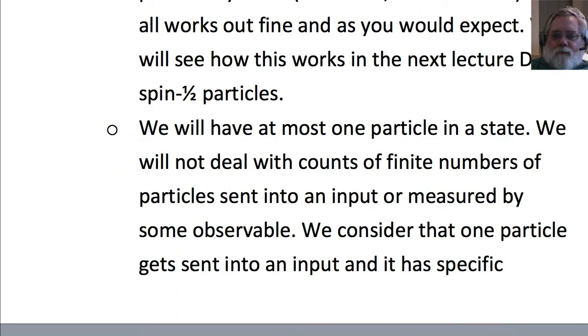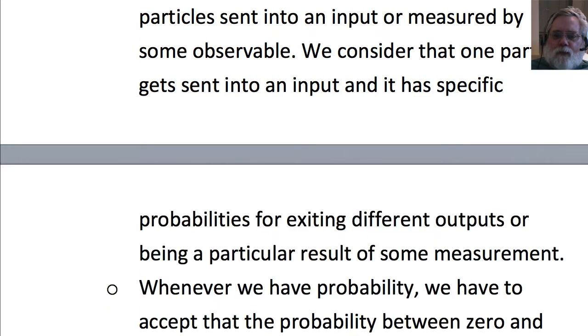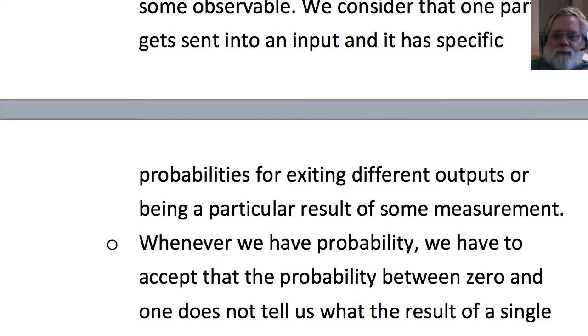Now we're going to have at most one particle in a state. We're not going to deal with counts of finite numbers of particles sent into an input or measured by some observable at some output port. We're going to consider that one particle gets sent into an input, and it has specific probabilities for exiting different outputs or being a particular result of some measurement.